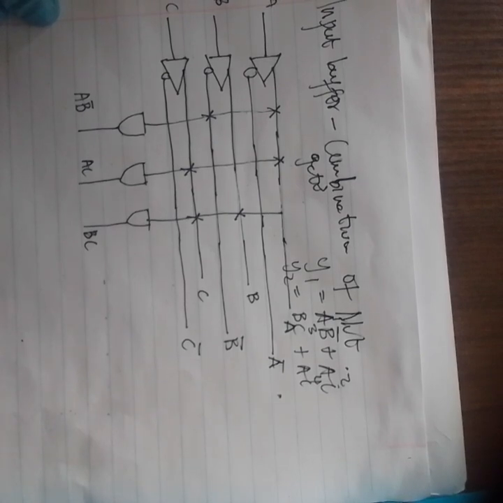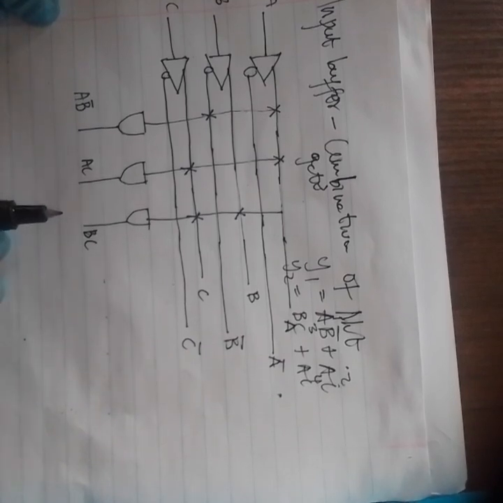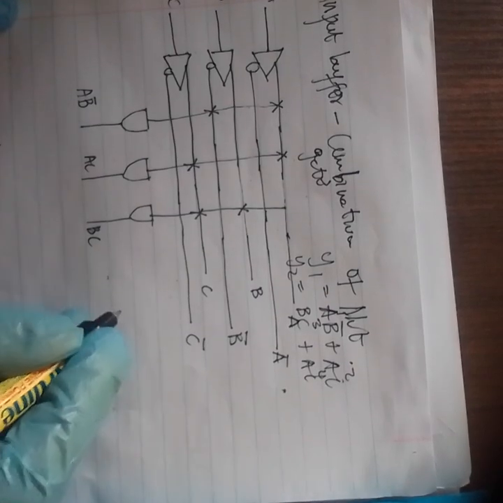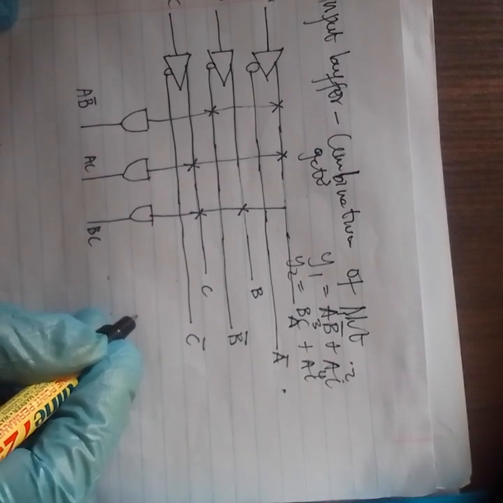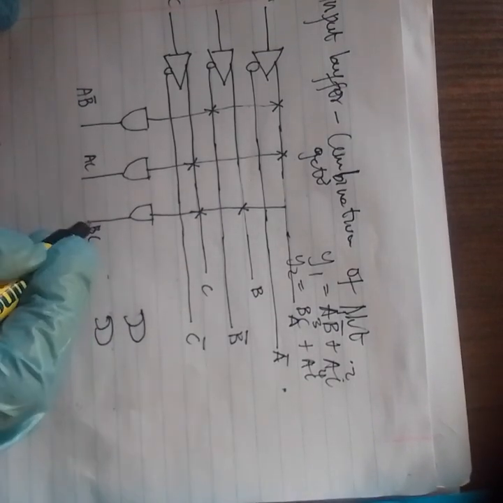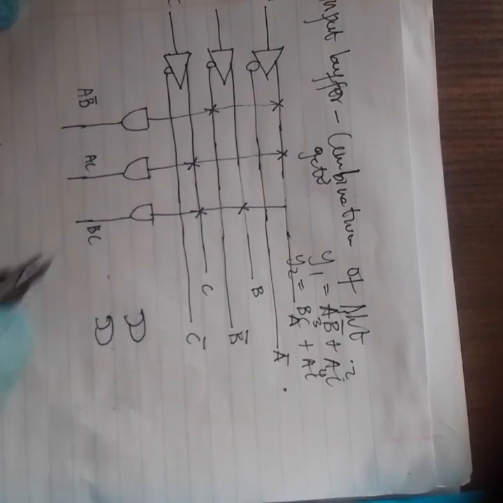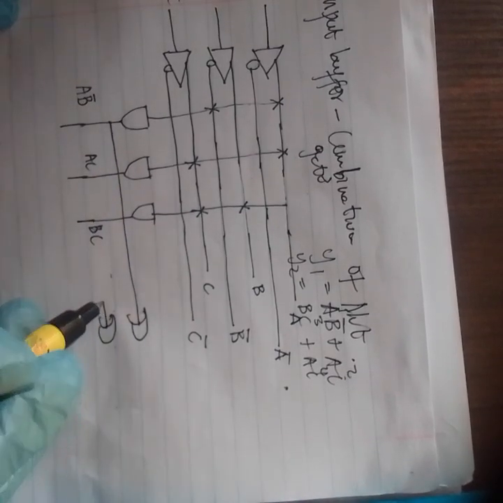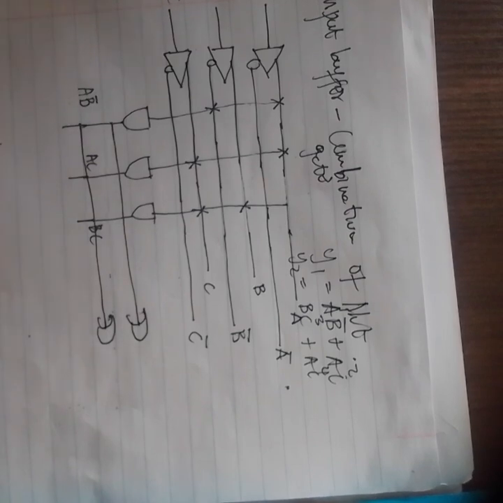The next step we have to do is to connect the programmable AND gates to programmable OR gates. This is the last step. But because we have 2 functions, we will have 2 programmable OR gates. This is the first OR gate. This is the second OR gate.